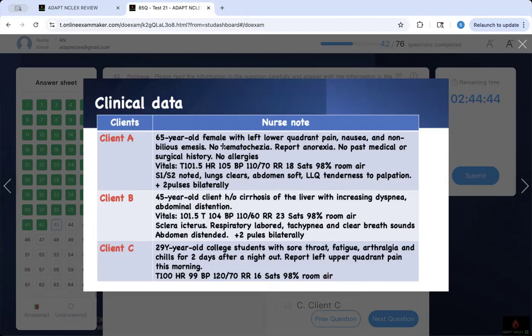That's the first patient. Multiple patient prioritization is what the NCLEX is now asking. It's like a prioritization question, but then you have to work through them. What do you think is wrong with A?